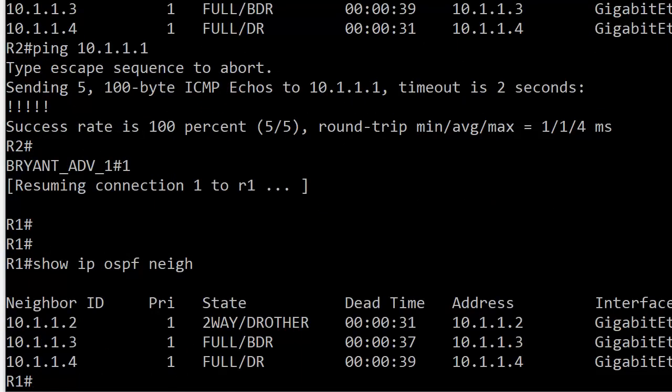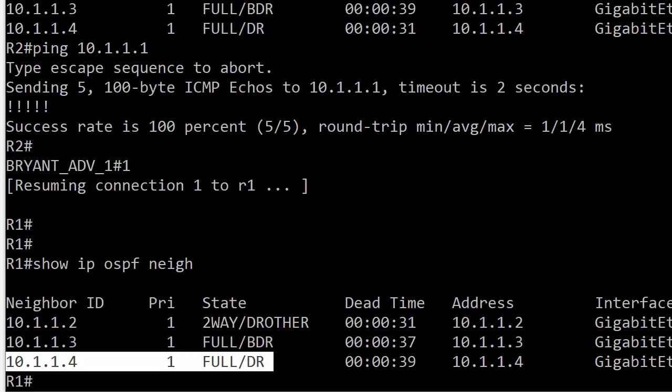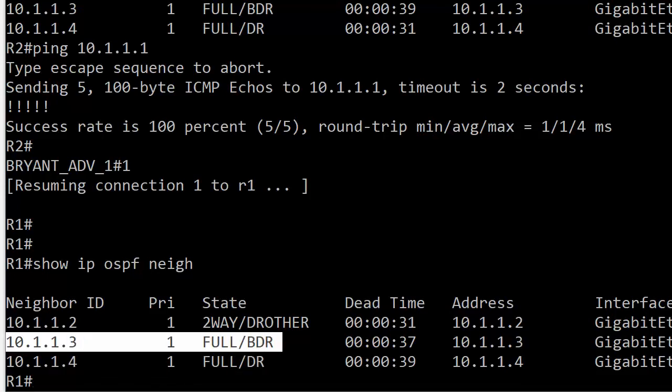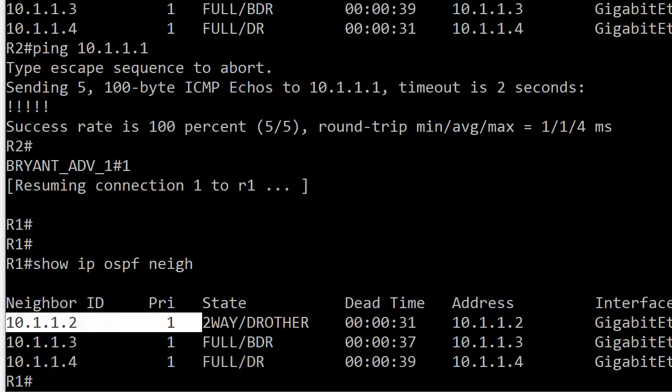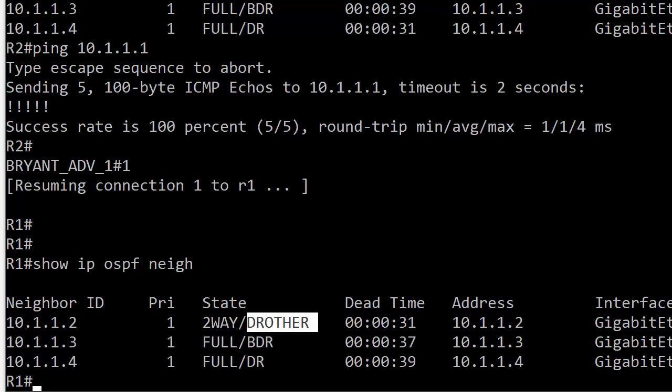And really kind of a mirror image here. It sees router 4, full adjacency, DR; router 3, full adjacency, BDR; router 2, two-way, DR other. It's also odd to see the two-way state here and have the router role already defined, because usually when you happen to catch two-way when you're doing show IP OSPF neighbor while you're building an adjacency, you don't see that role until it goes to full.